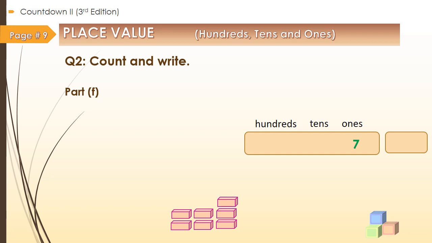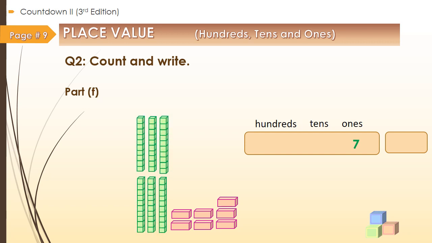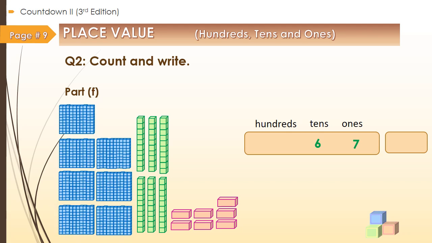Now move on to the next. We can count there are 6 tens. So we will write 6 on tens place. Now we will count how many hundreds we have. Here we have 7 hundreds. So we will write 7 on hundreds place. So the number becomes 767.